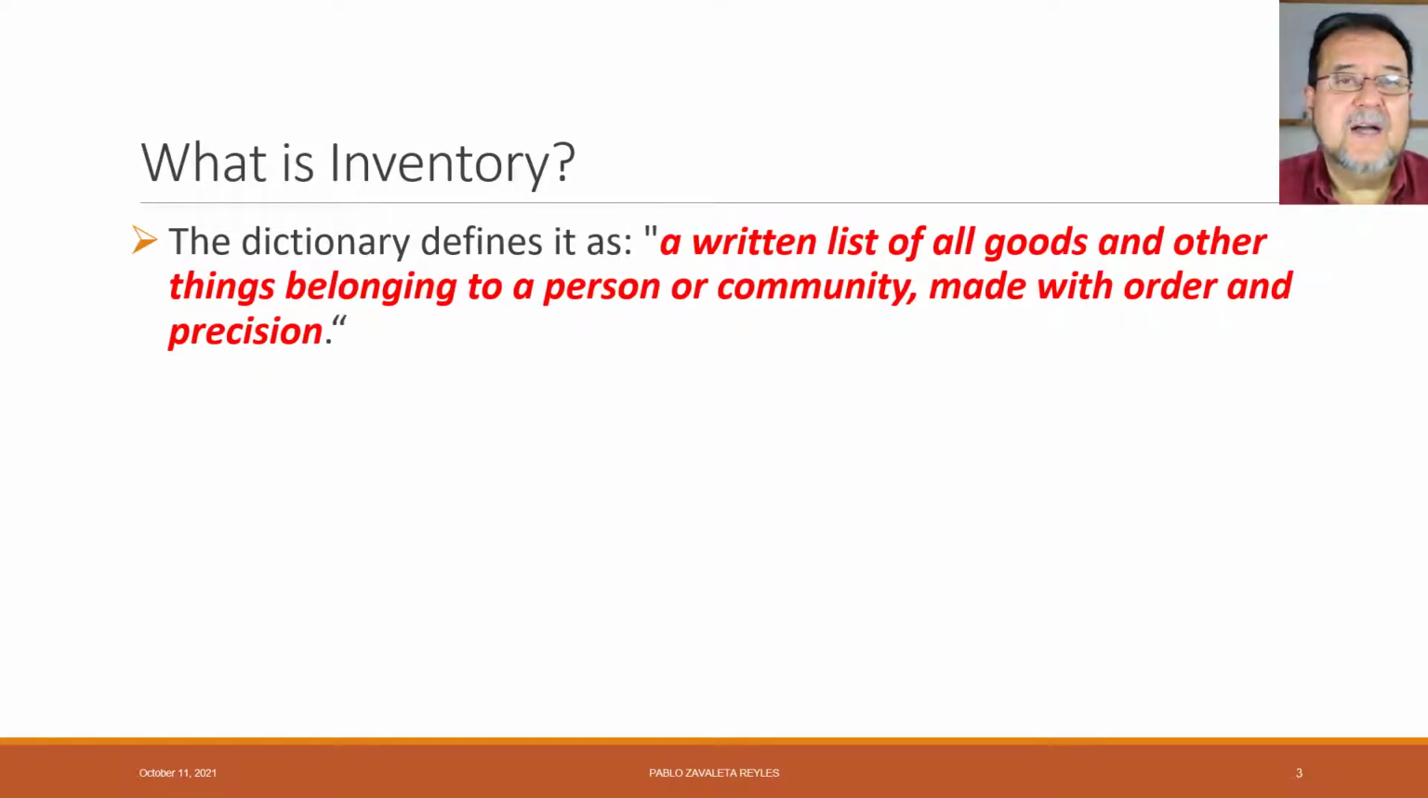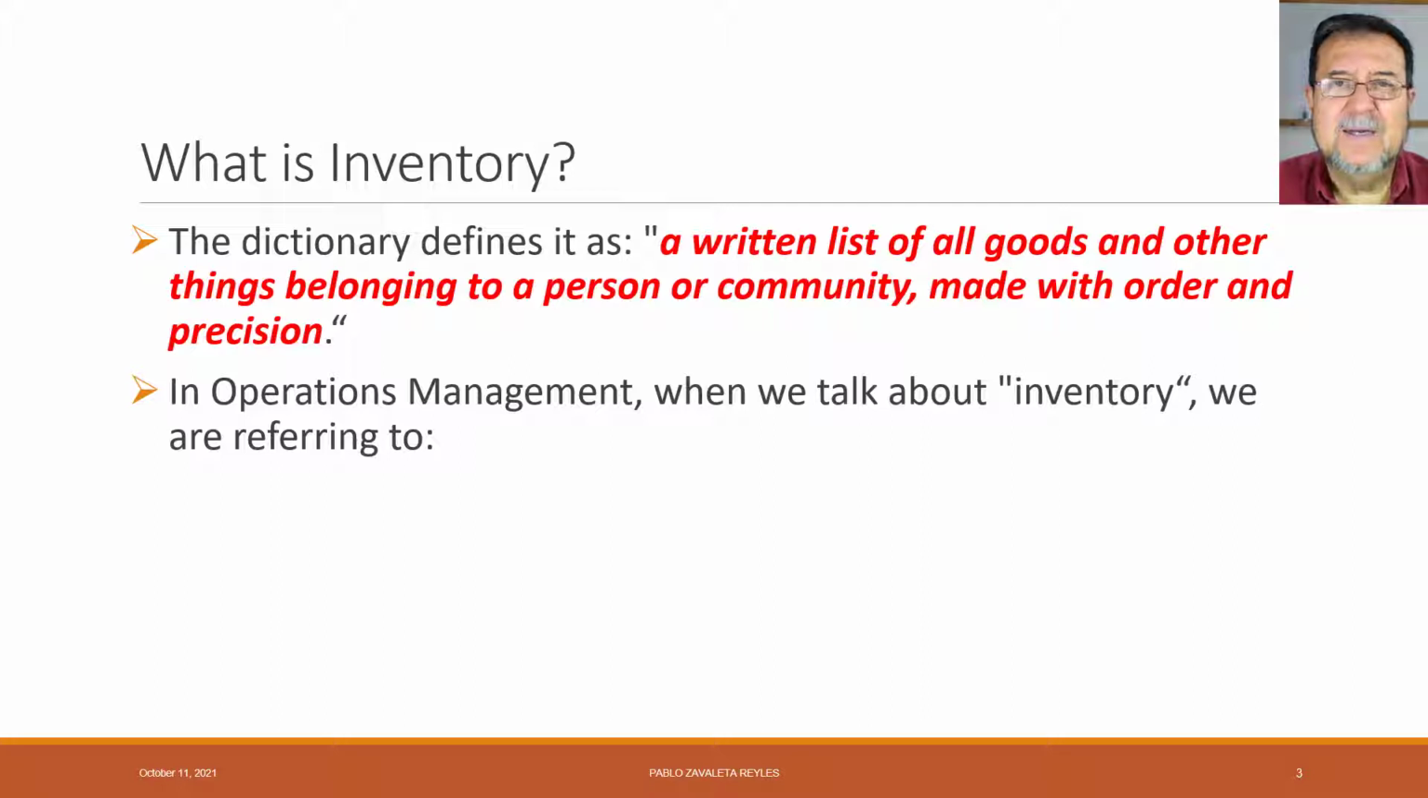The dictionary defines it as a written list of all goods and other things belonging to a person or community, made with order and precision. Okay, for operations management, let's try to make something that we can understand and hold on to.